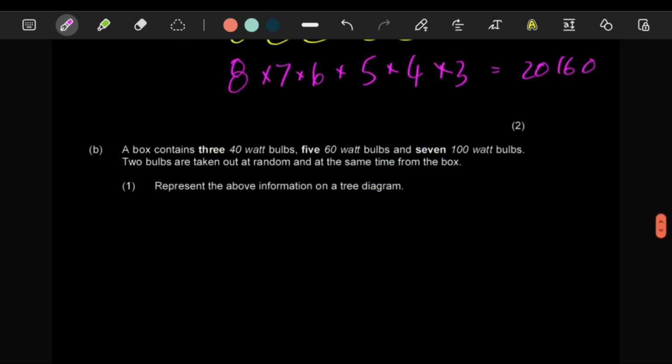Now, let's see here. It says a box contains 3 40-watt bulbs.